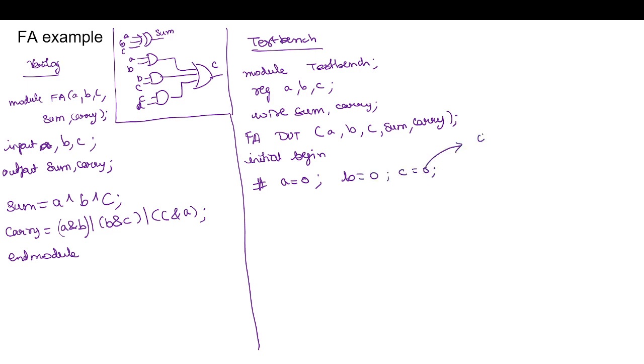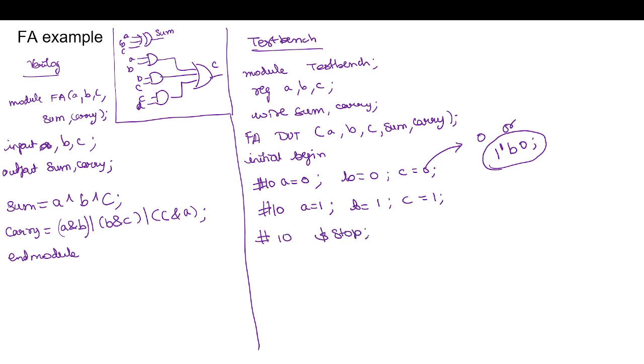This is 1 bit, so I'm writing 0. Or else you can write 1'b0. For more than 1 bit, we will be using this way of writing. And then after 10 nanoseconds, if I want to stop this simulation, I will use $stop, and endmodule.